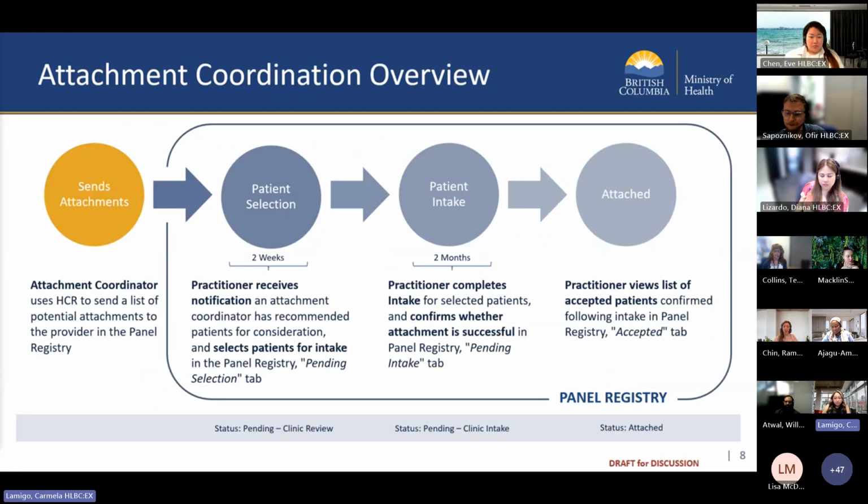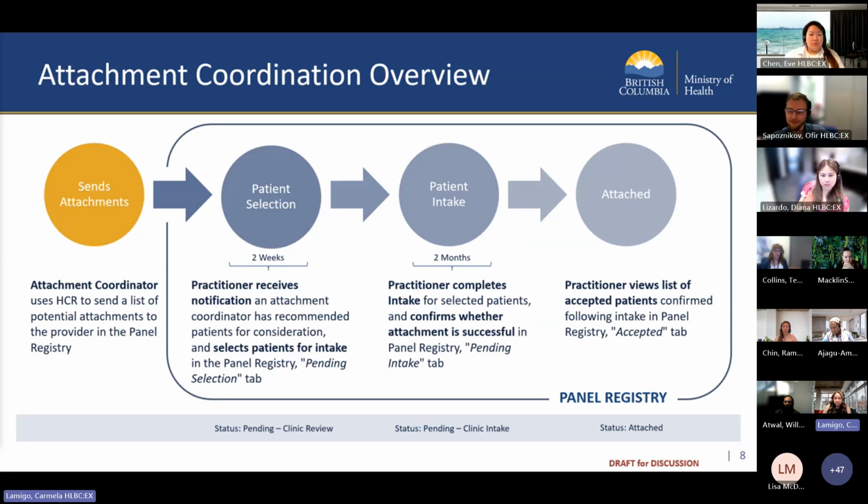We have also heard from attachment coordinators that a refresher on pending status and best practices would be helpful. I'm going to begin by giving a high-level overview of the attachment process. First, ACs use the Send Attachment Request feature to send a potential attachment list to a provider. This changes the case from active to pending clinic review.